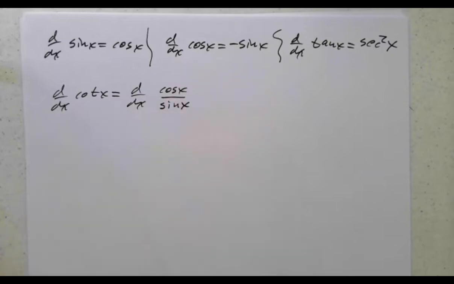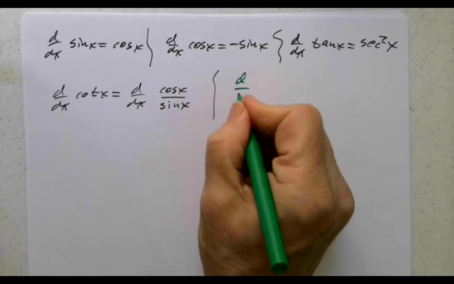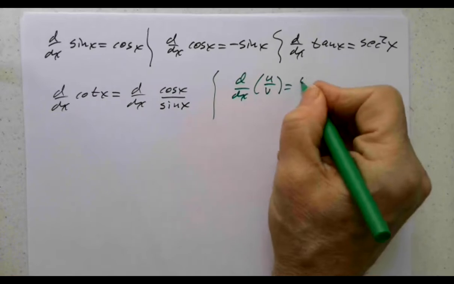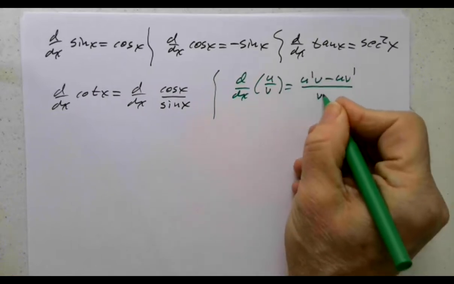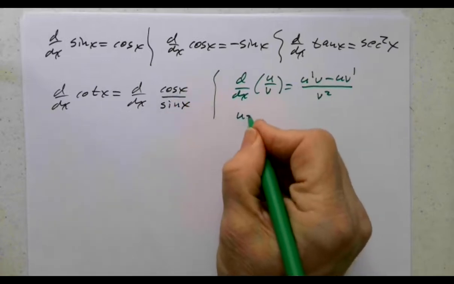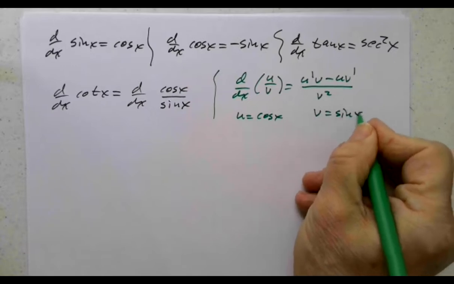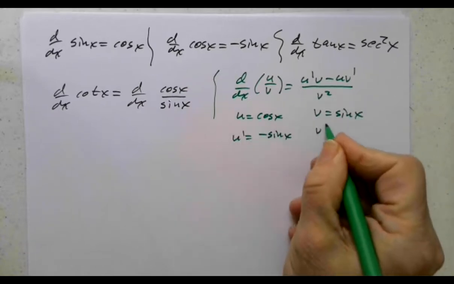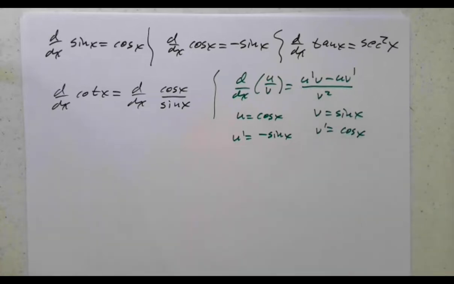And we will again do this with the quotient rule. The derivative with respect to x of u over v is u prime v minus uv prime over v squared. So in our case here, u is cos x this time. V is sine x. U prime, derivative of cosine x, is minus sine x. V prime, derivative of sine x, is cos x. So what do we get?